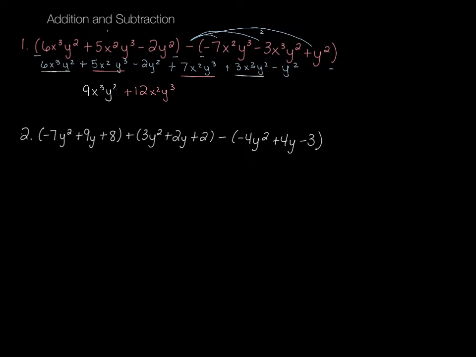And then finally, I'm going to combine the y squared. So I have negative 2 here and negative 1 here. So altogether, that gives me negative 3y squared.